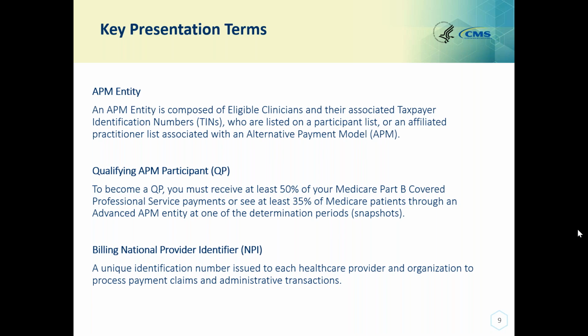A qualifying APM participant, as we've mentioned, is an individual who has crossed either of the payment amount or patient count thresholds for a performance year and will therefore be excluded from MIPS. And when we talk about a billing NPI, we're talking about the identification number that an individual healthcare provider or organization will use to process payment claims and other administrative transactions. And I think Tanya will go into a little bit more detail on that in a moment.